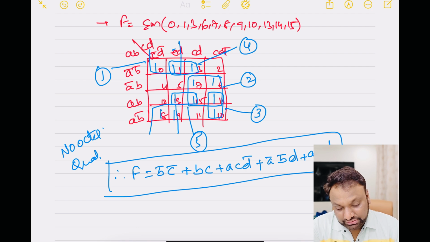I hope you have understood the concept of the 4 variable K map. If you have any doubt in this, you can just give me a message, and we can clarify the doubt.